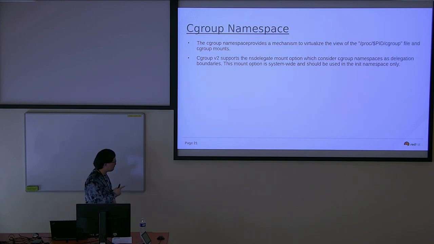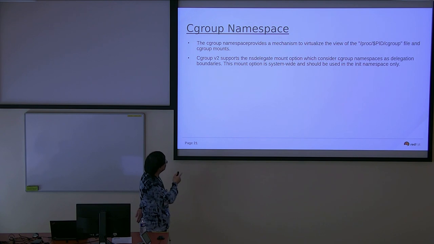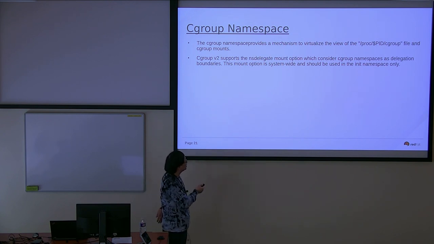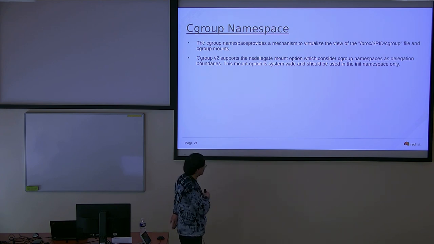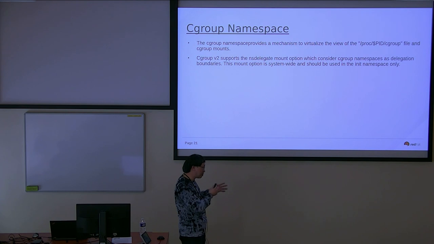And cgroup namespace. The cgroup namespace provides a mechanism to virtualize the view of the /proc/PID/cgroup file and cgroup mount. And cgroup v2 supports the special nsdelegate mount option, which will consider the cgroup namespace as a delegation boundary. So if you have this option enabled when you mount cgroup v2, and you use the cgroup namespace, then the process within that namespace who has root privilege in that particular namespace will be allowed to manage the cgroup by moving processes from one cgroup to the other.